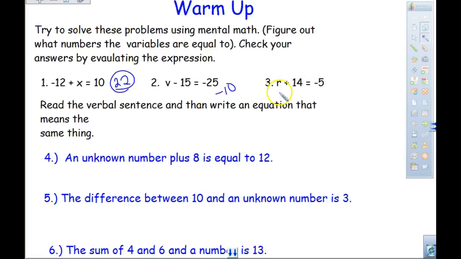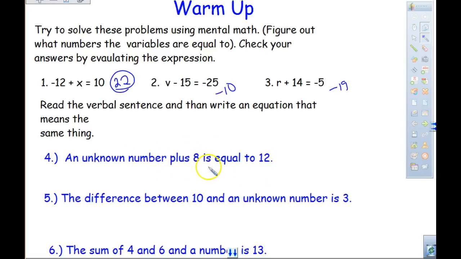And this one says you start with something and add 14 and get to negative 5. Raise your hand. What number might I be looking at? Kylie? Negative 19. This was like what you had to do on the quiz that I handed back, that we're going to look at in just a minute.